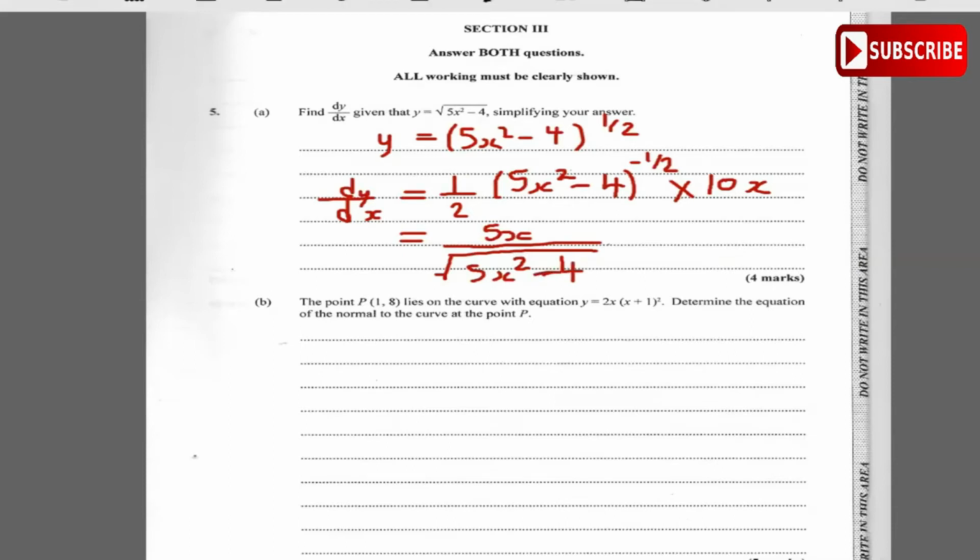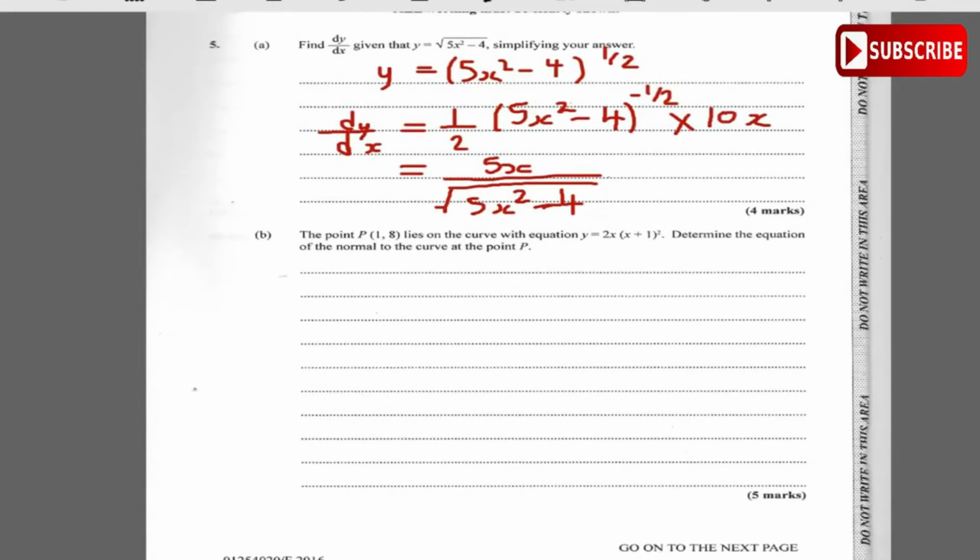The next part of the question says the point P, which is (1, 8), lies on the curve with equation 2x times (x plus 1) all squared. And it says determine the equation of the normal to the curve at the point P. So the point P, which is (1, 8), lies on the curve with this equation. Determine the equation of the normal to the curve at P.